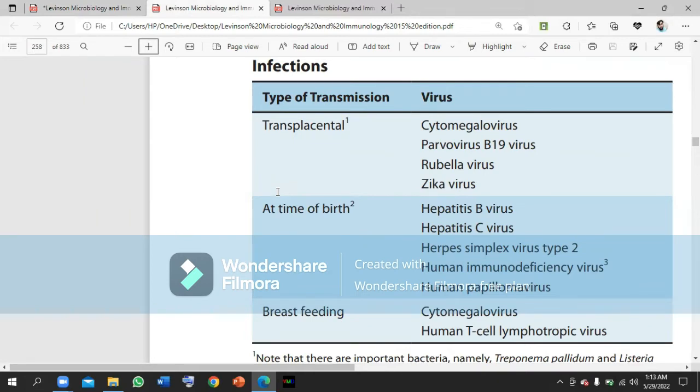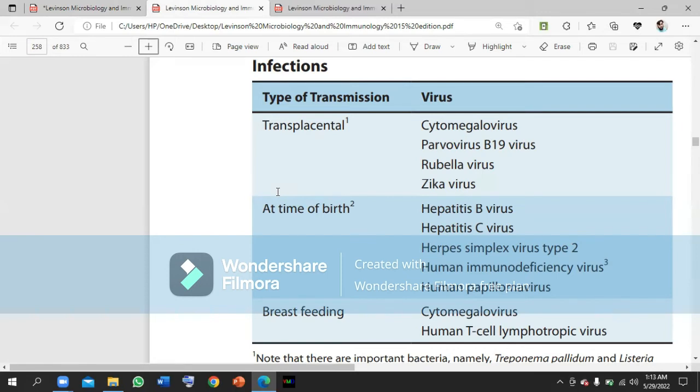Now, at the time of birth, the baby can get infected, and it is due to his or her mother. For example, at the time of birth there is also water breakage, and mostly in severe cases, the blood of the mother can come in contact with the baby. So if she is infected with hepatitis B, C, or these other types of viruses, with the contact of that blood, the virus can be transmitted to the baby.